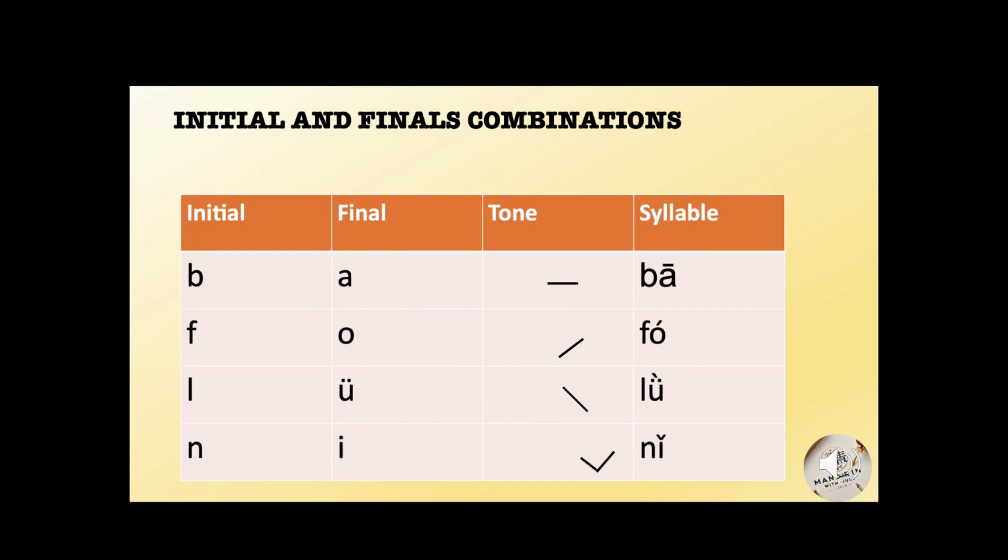So here we have b, a, first tone, bā. You're combining the initial, the finals, and the tones to form syllables. F, o, second tone, fó. L, ü, fourth tone, lǜ. N, i, third tone, nǐ.